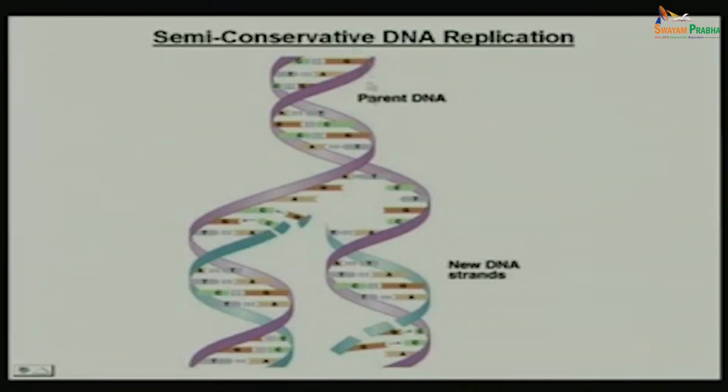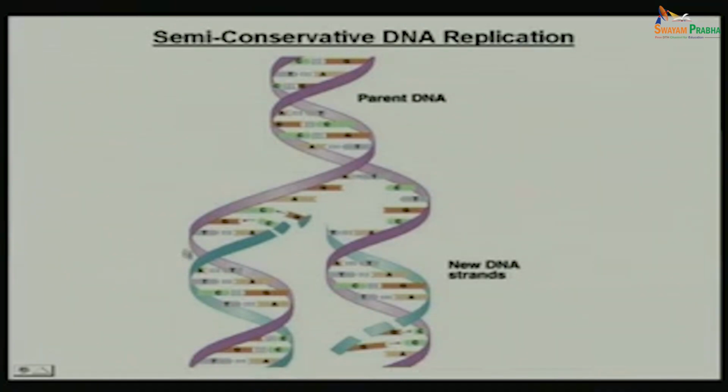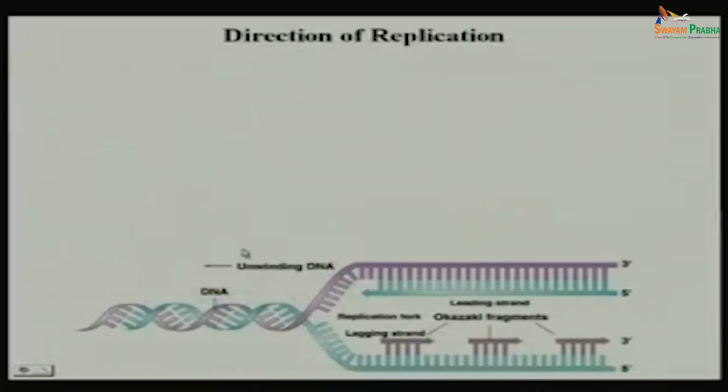Now, one is the 3 prime to 5 prime, another is 5 prime to 3 prime, so anti-parallel to each other. So, when these two strands are getting unwound, getting separated, then this old strand is the template strand for synthesis of this new strand, and this way these new strands are synthesized. When these new strands are synthesized, each has one old, the template strand, parental strand, and one newly synthesized strand, and this is called the semi-conservative type of DNA replication.